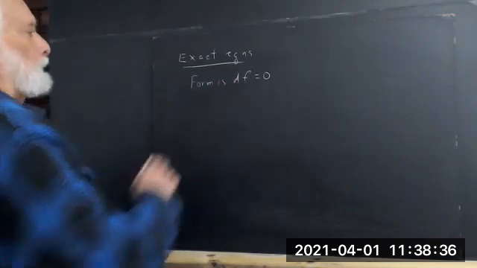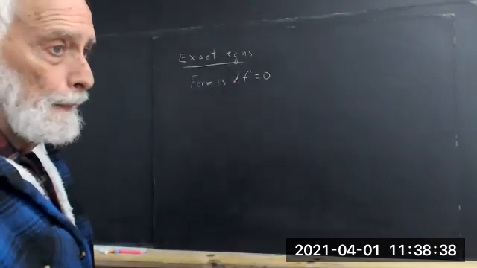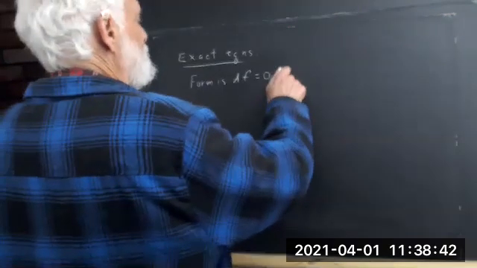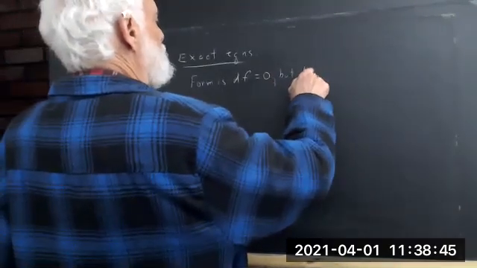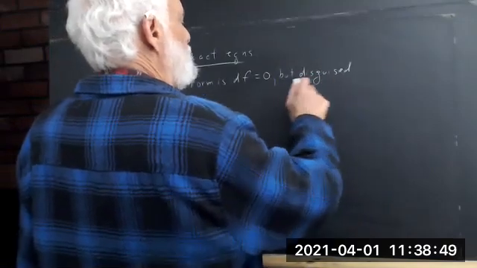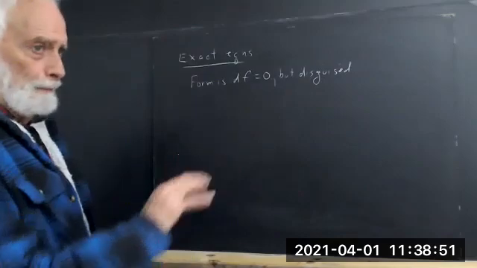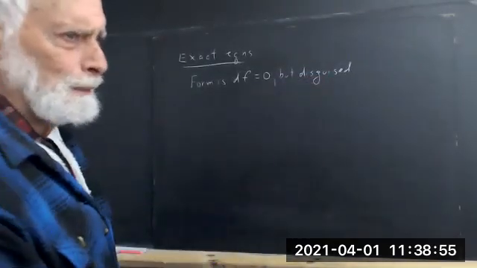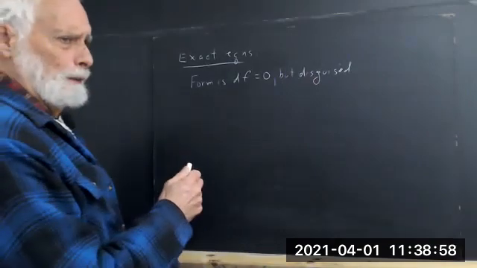Form is df equals zero, but it's going to be disguised. That's disguised, not disgusted. Now, you might be disgusted. The equation doesn't have emotions. Okay, I don't think so anyway.